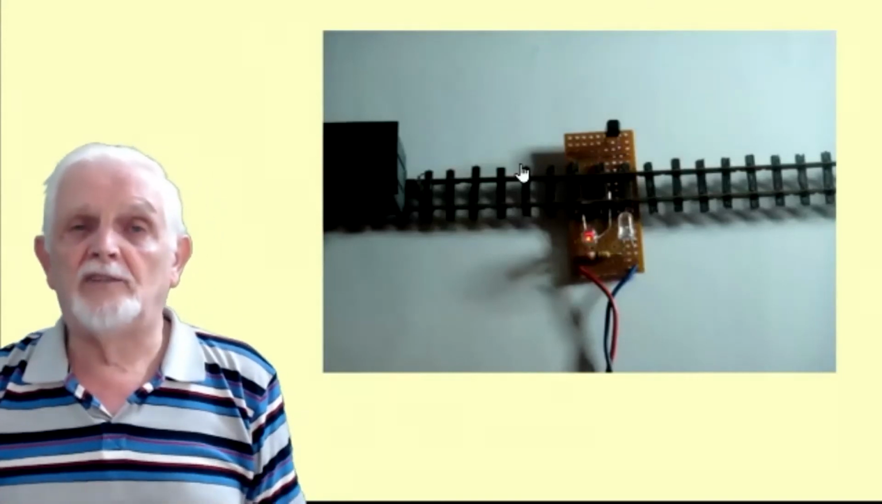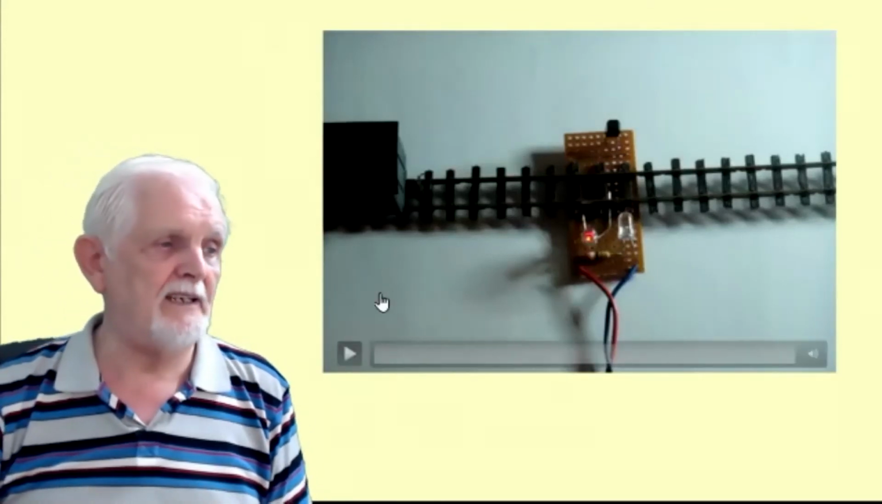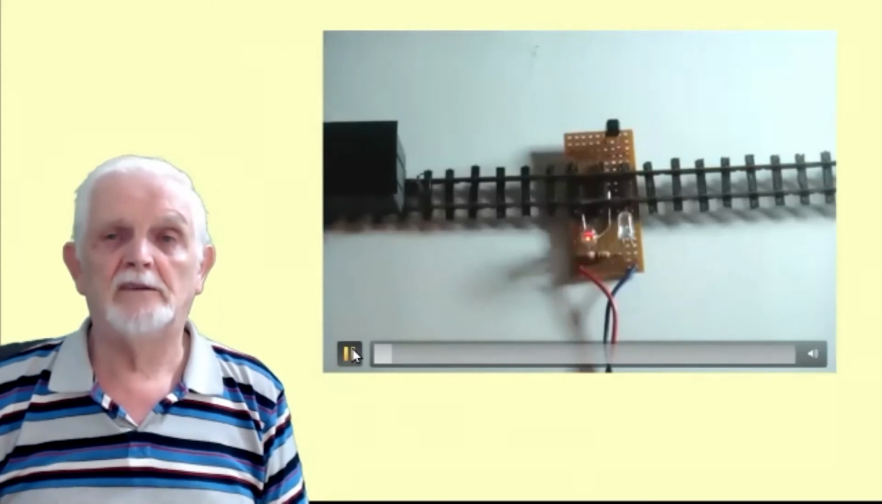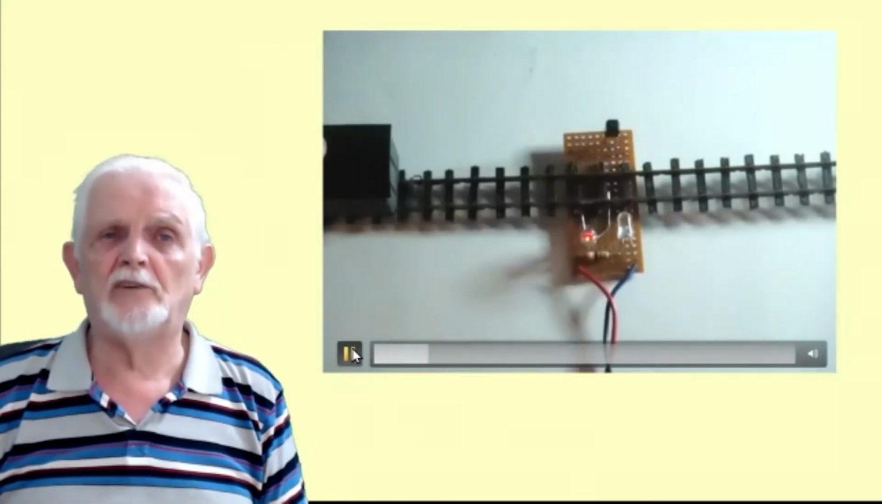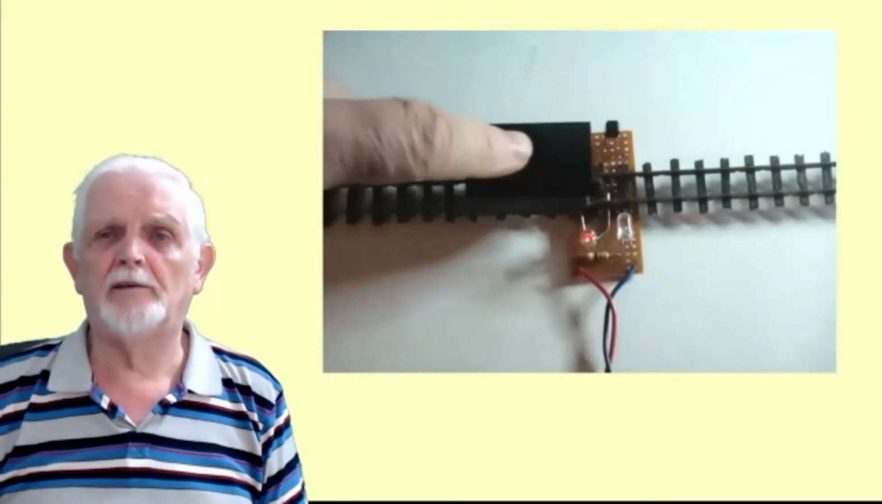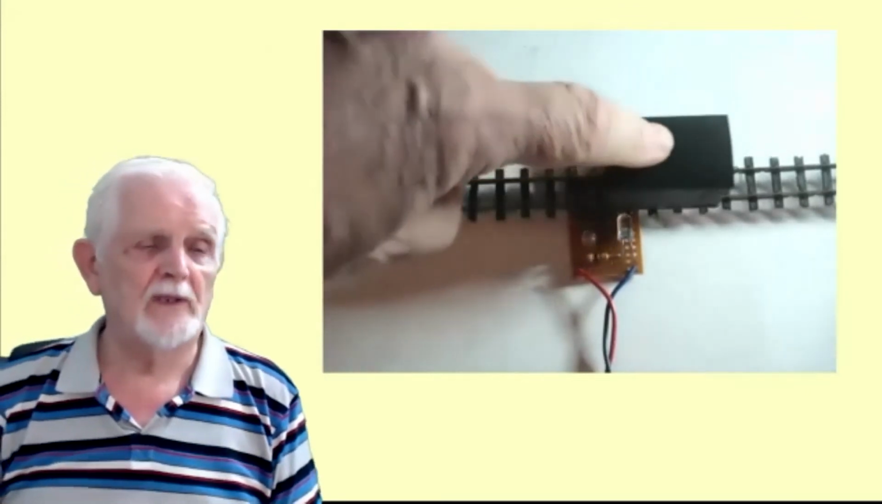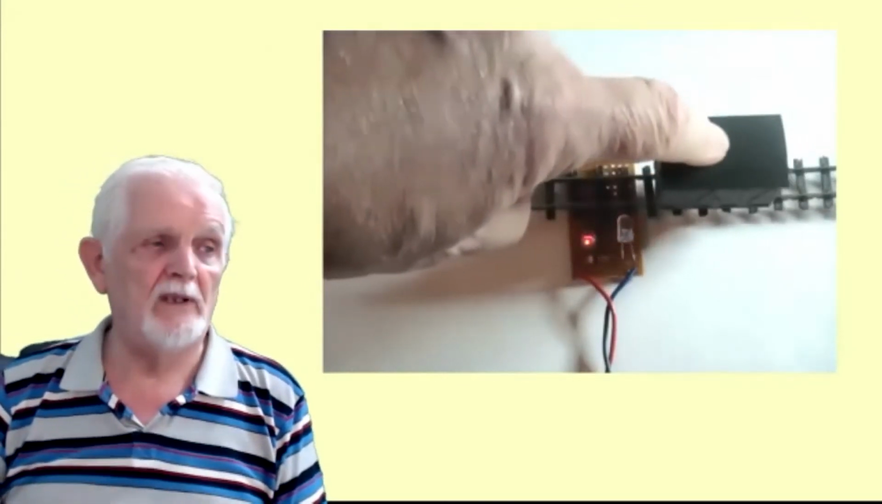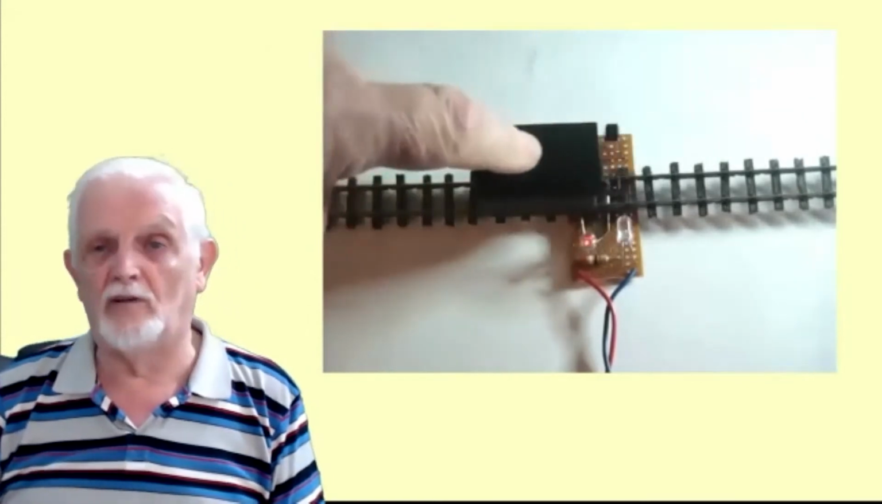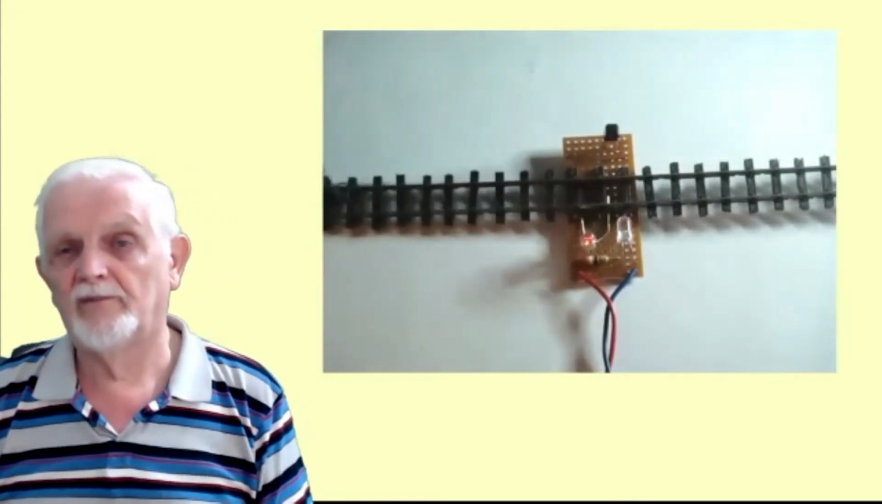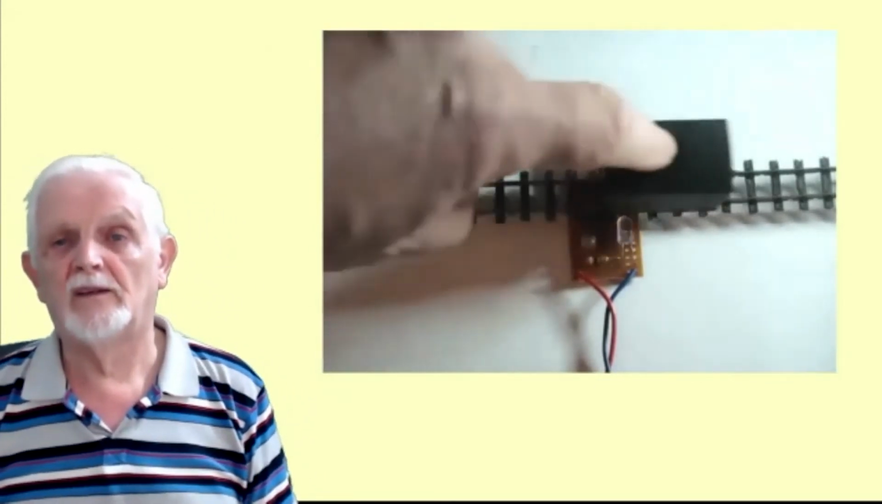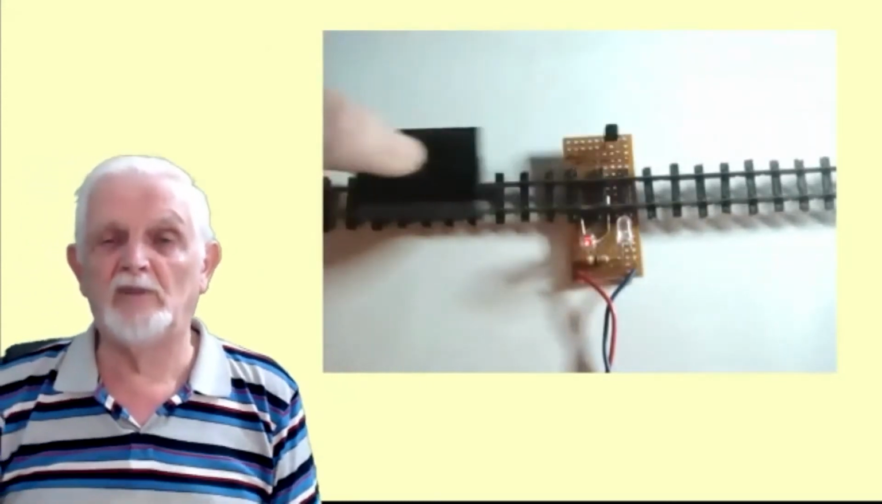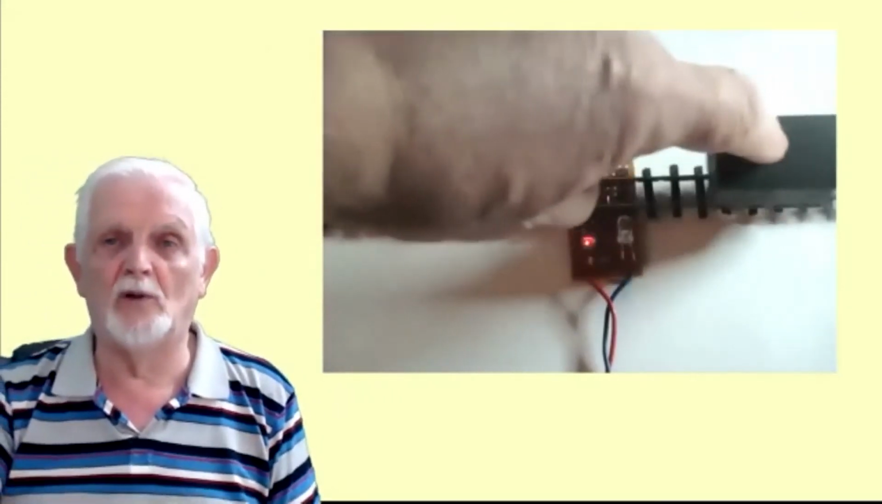So there's a very simple one, just beam breaking again. Let's just see it working. This time the train has got a little assistance from my finger. But you'll see as it breaks the beam, the LED goes on or off. Extremely simple, very, very small component count.